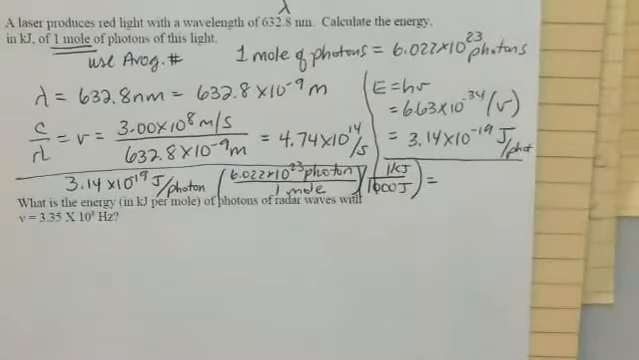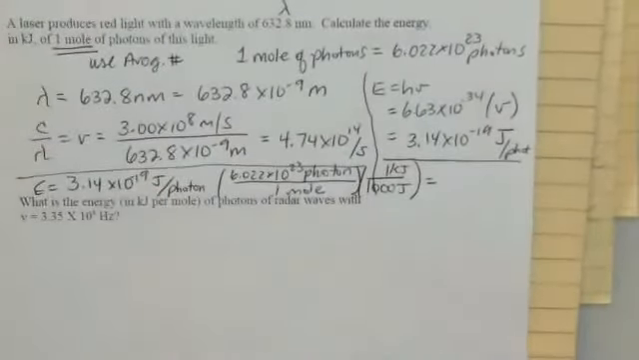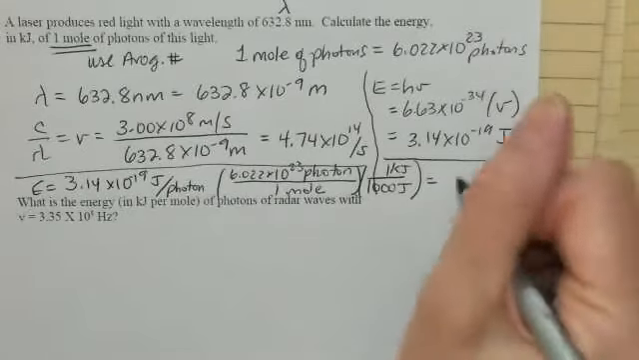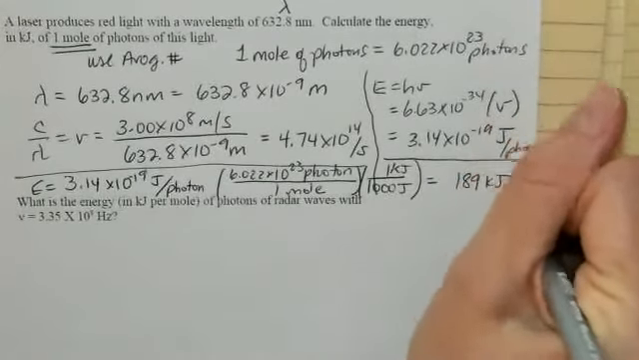So I'm going to take the 3.14 times 10 to the negative 19, multiply it by Avogadro, 6.022 times 10 to the 23rd, and then divide that by 1,000. And what I get here is 189 kilojoules.